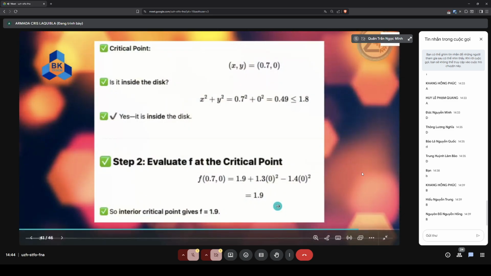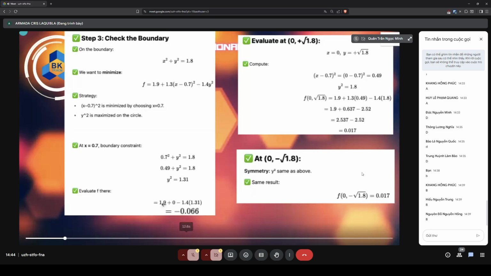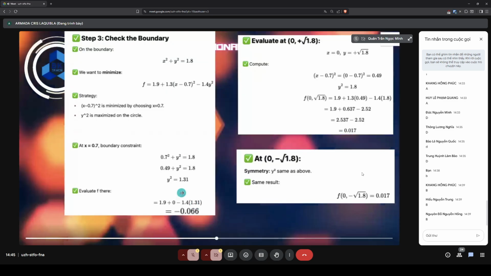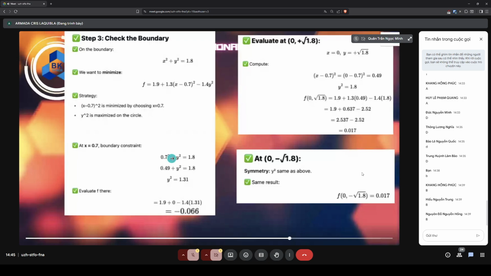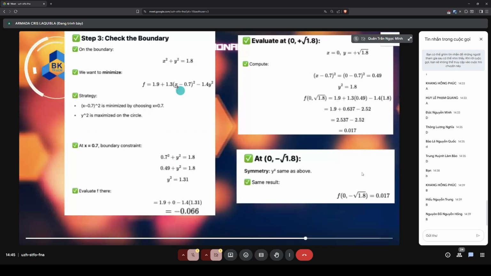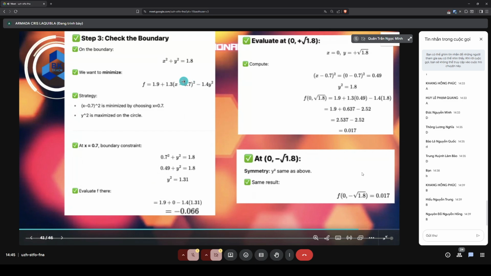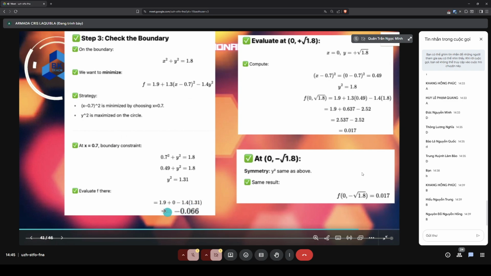Okay, next. If you have 0.7 as your x in the boundary constraint, then if you substitute it here, 0.7 plus y squared is equal to 1.8. When you solve that, your y squared is equal to 1.31. So we use this information. Your x is 0.7, so you substitute it in your f, and your y squared, you substitute 1.31, and we have this. So 1.9, and then this one becomes 0 because you substitute the x, which is 0.7, and your y squared becomes 1.31, which is this.